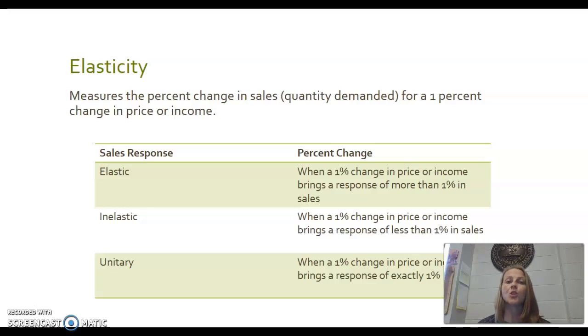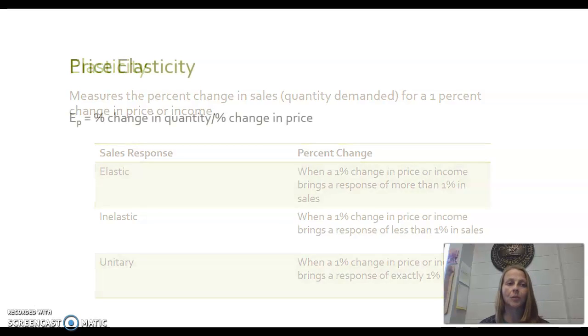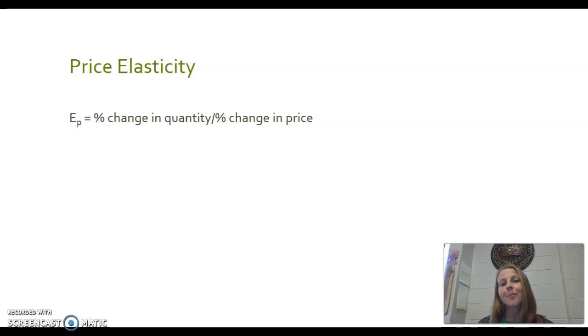And if you have a product where a 1% change in price or income results in exactly a 1% change in sales, you have a unitary product. So let's look at this a little more, and hopefully it'll make a little more sense as we go along. So there is something called price elasticity, and this is saying if we change the price of a product by 1%, what effect will that have on the total sales? The equation for finding price elasticity is here.